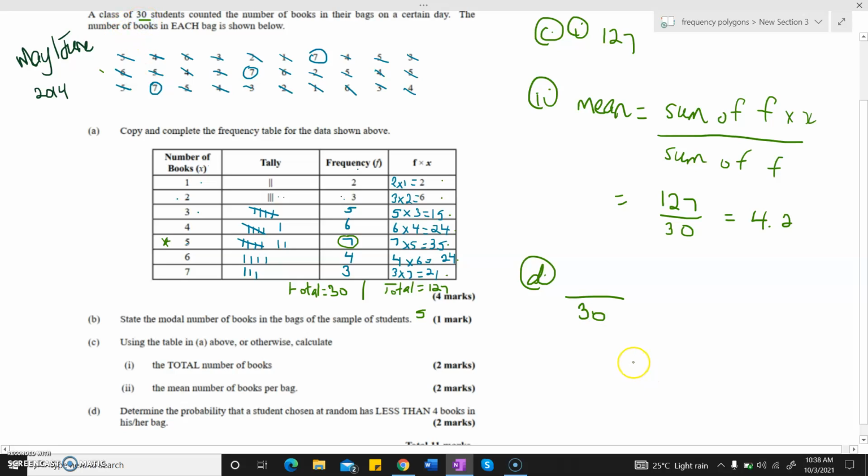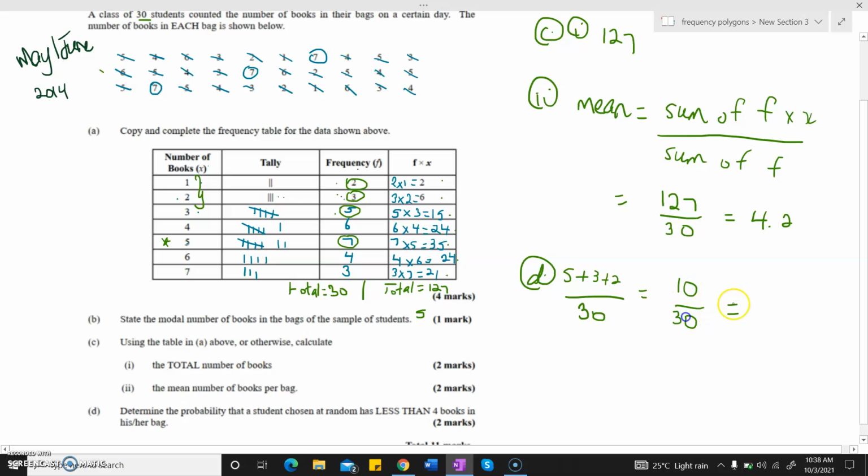So the probability that a student has less than 4 books. Less than 4 books means that the student would have either 3 books, 2 books, or 1 book. So we are looking at the number of students who have these amounts, which will be 5 plus 3 plus 2. So I'll write it here.